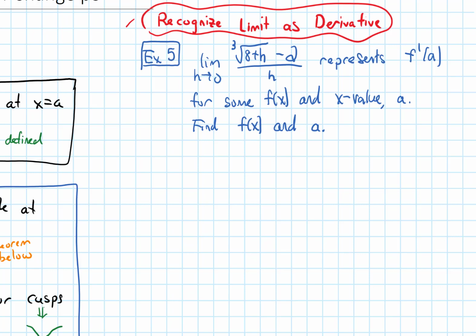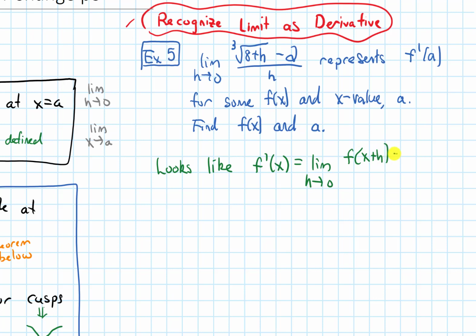All right. So the first thing to think about is, we have these two definitions of a derivative, one involving the limit as h goes to 0, and one involving a limit as x approaches some number. And looking at this limit, I would say it looks more like the h approaches 0 one. So let's recall that definition: f prime of x equals the limit as h approaches 0 of f of x plus h minus f of x, all over h.